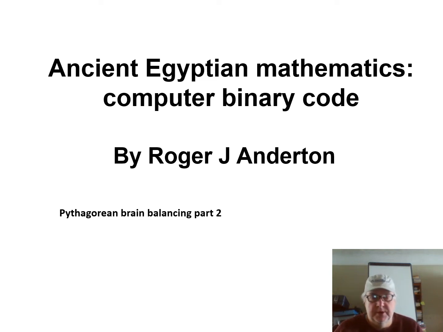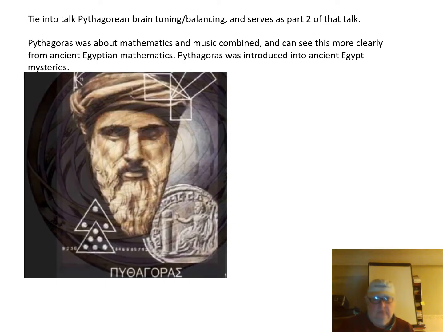So this is part 2 of Pythagorean brain balancing, and it's called Ancient Egyptian Mathematics, Computer Binary Code. And what I've got there, I think, is a better connection to how the ancient people were thinking of mathematics combined with music. And this ties into my previous talk on Pythagorean brain tuning or balancing, and so serves as part 2 of that talk.